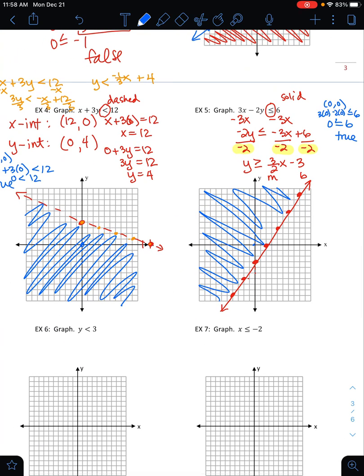Okay, so step 1 is to graph. And if you want to do x and y intercepts, that's fine. If you want to do slope intercept, that's fine. Check for dashed or solid, and then plug in your test point and go forward.